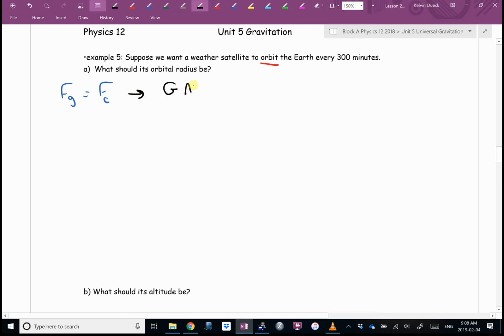Big G, big M, little m over r squared equals little m times the circular acceleration. Am I going to use the circular acceleration with the v in it, or am I going to use the circular acceleration with the t in it? How do you know? Except, you know what? I'm going to go minutes. How would I change 300 minutes to seconds? And double check me, it's 18,000, yes?